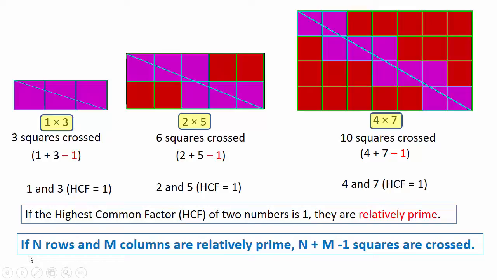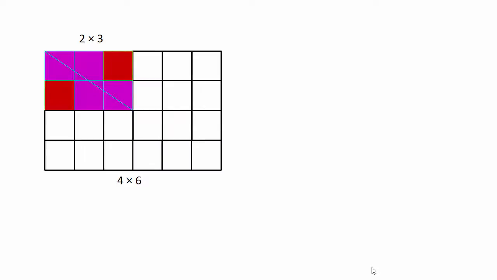And this is what we can deduce from all that. If we have a rectangle with n rows and m columns, and the two numbers n and m are relatively prime, then we know that the number of squares crossed is obtained by adding the number of rows to the number of columns and then minus 1 at the end. Let's look at another situation again. Here's our 2 by 3. What if I double the number of rows and columns? That will give us a 4 by 6.